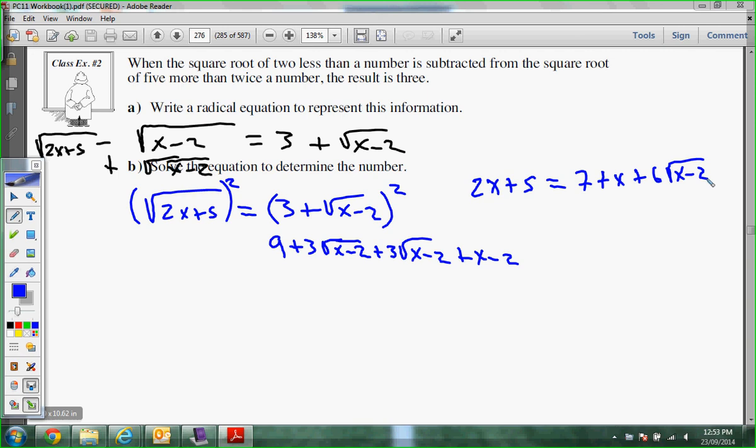Now we're going to move everything away from the radical again. One rule of thumb here: when you have two radicals, you're going to have to do two processes to get rid of the radicals. The first time we square both sides, we are still left with a radical. And now we have to do that again because we still have another radical. So always attacking the radicals, trying to get them to go away. So we're going to subtract the 7, subtract the x. It gives me x minus 2 on the left, 6 radical x minus 2 on the right. Square both sides.